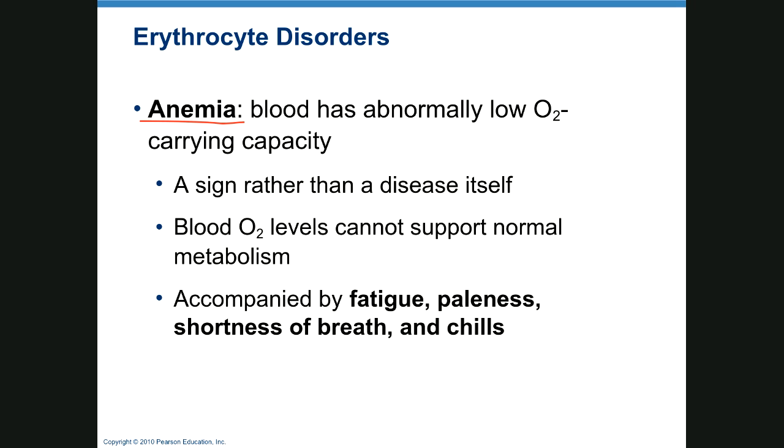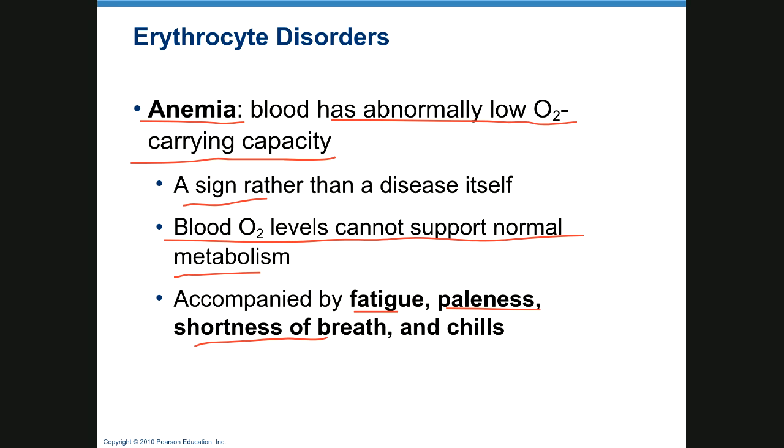Anemia is the blood having an abnormally low oxygen carrying capacity. It's not a disease, it's actually a sign of some other disease. And blood oxygen levels cannot support normal metabolism. Fatigue, paleness in color, shortness of breath, chills. They just feel plain terrible.